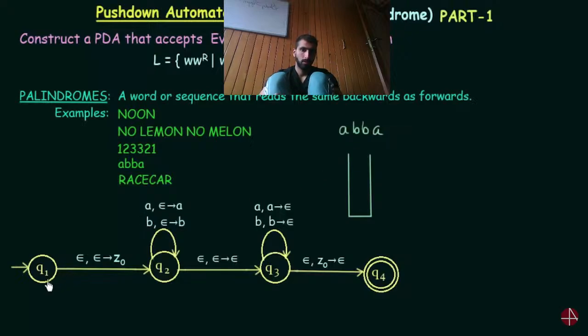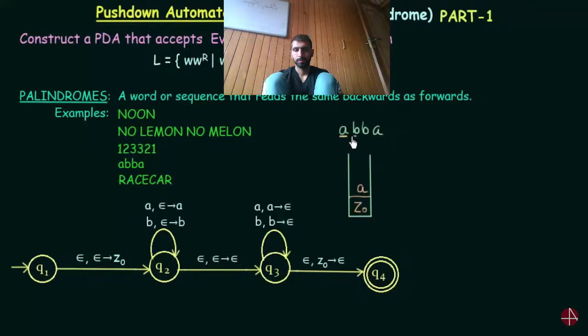So first of all, we start from the starting state Q1, and in Q1 we don't read anything, we don't pop anything, but we push this element Z0 to the stack. So let me push this Z0 to the stack. So I've inserted this Z0, and now I come to state Q2, and in Q2 I get my first input symbol, which is A. Now when I get the input symbol A, what do I do? I don't pop anything, but I push that A into the stack.